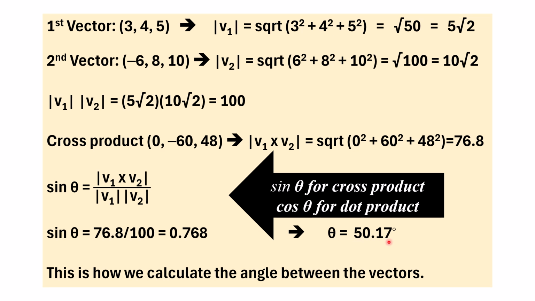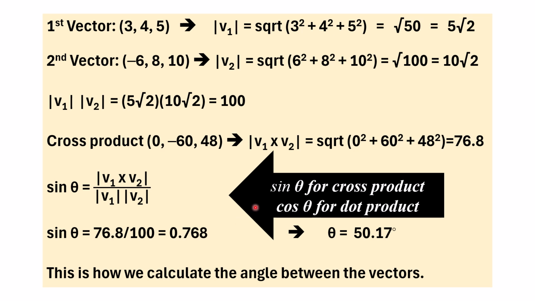This is the angle between the vectors. So the angle between the vectors is sine theta equal to absolute magnitude of the cross product by absolute magnitude of individual vectors, the multiplication, that is absolute magnitude of v1 into v2 cross product divided by absolute magnitude of first vector into absolute magnitude of second vector.